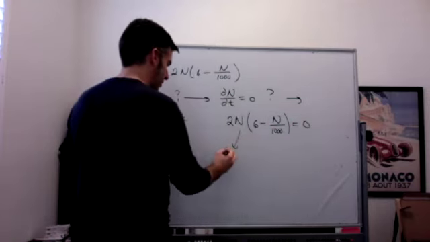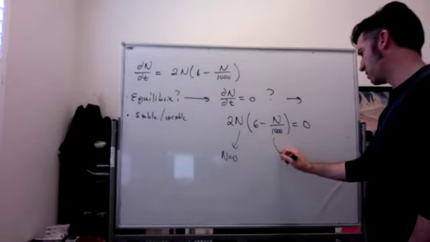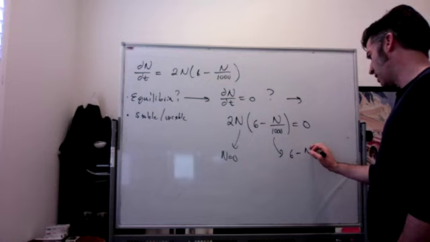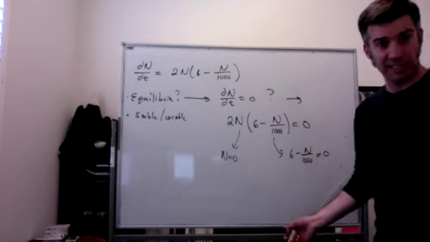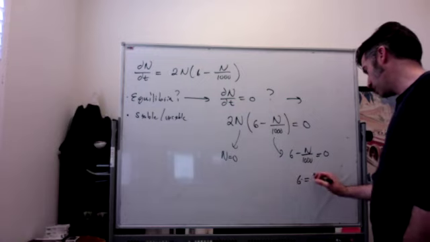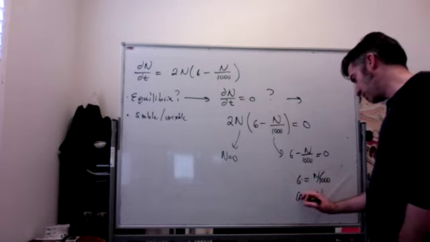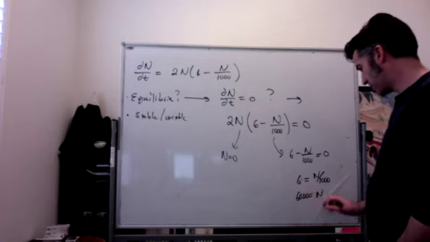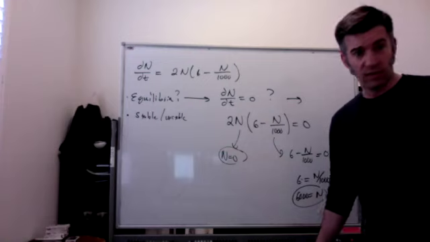So either that's going to be 0, so we get n equal to 0, or that's going to be 0, which means 6 minus n over 1,000 equals 0. 6 equals n over 1,000. N equals 6,000. So those are our 2 points of equilibrium. We don't know if they're stable or unstable yet.